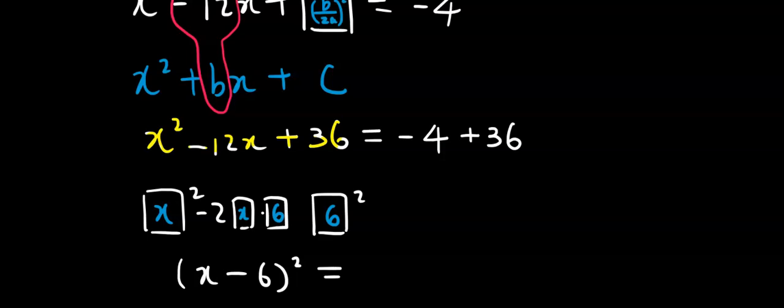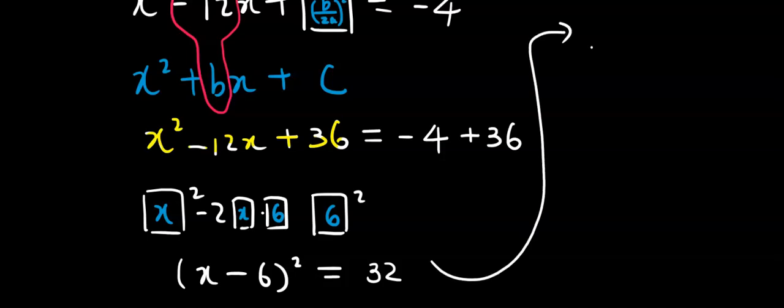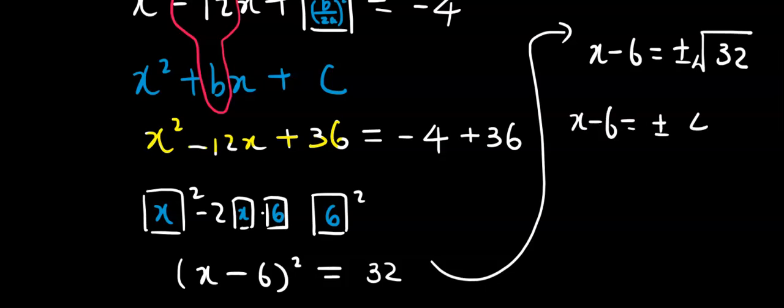Okay? And equals -4 plus positive 36. That gives us 32. And then you want to square root it both sides. So square root both sides. You will have positive negative square root 32. Remember in the previous lessons and also in algebra 1, you know how to simplify this. So it's positive negative 4 square root 2.